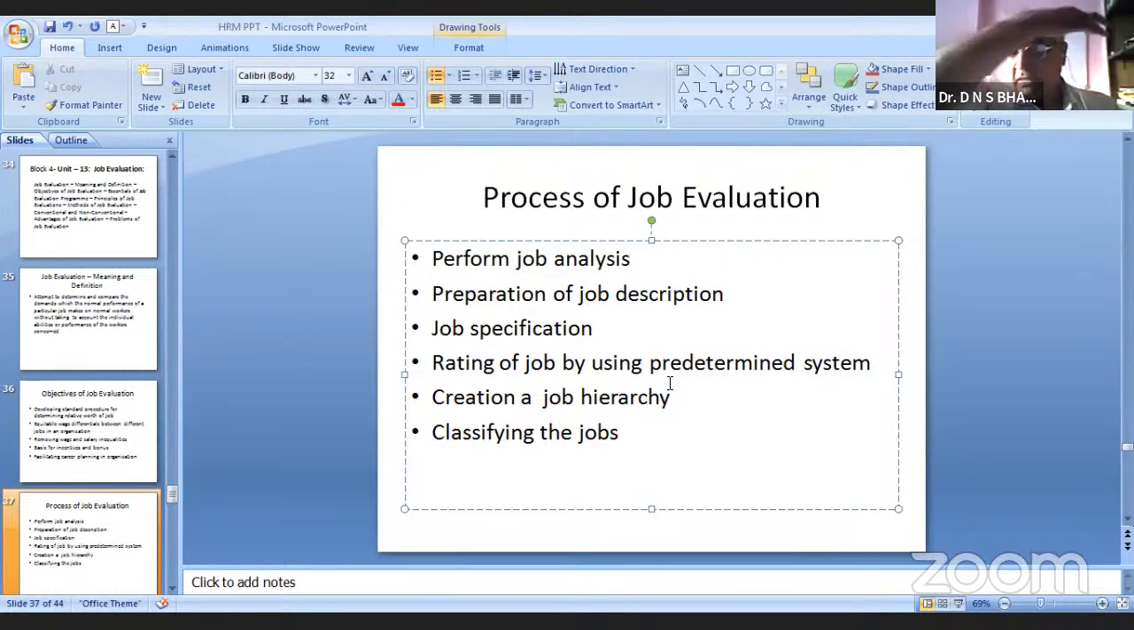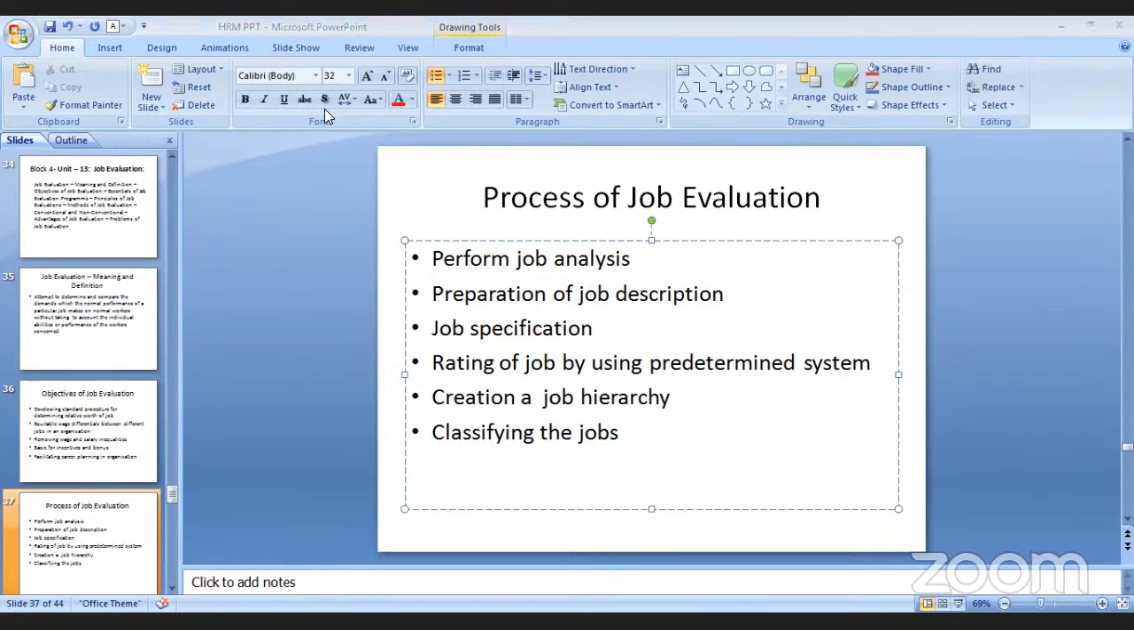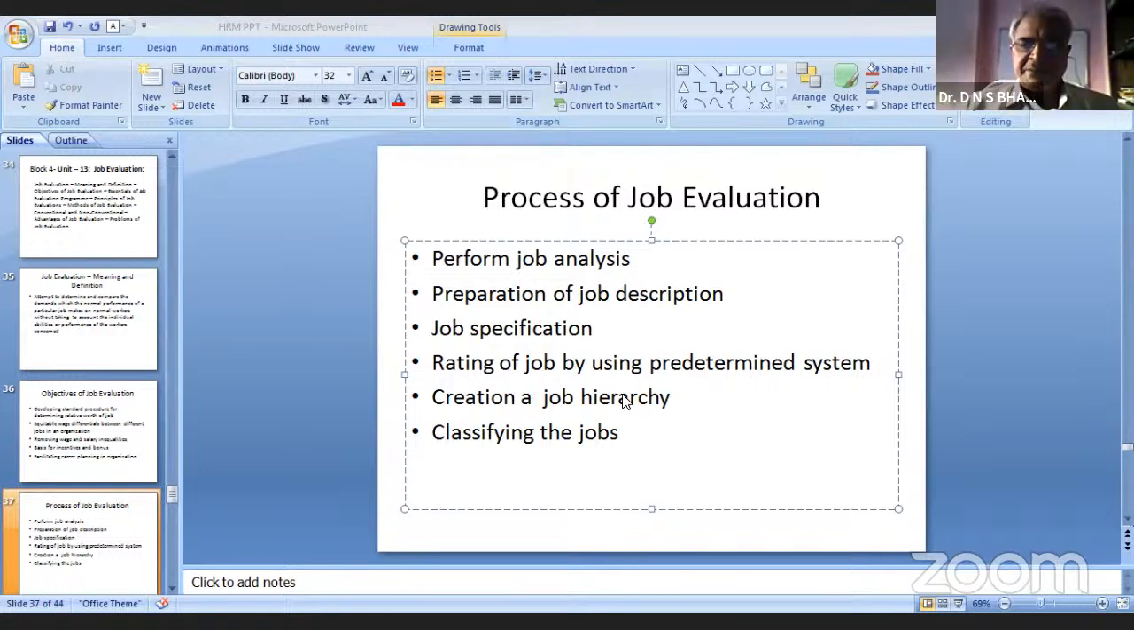నెక్స్ట్, రేటింగ్ ఆఫ్ ద జాబ్ బై యూజింగ్ ప్రీ డిటర్మైన్డ్ సిస్టమ్. సో విచ్ జాబ్ ఈజ్ క్రిటికల్, విచ్ జాబ్ ఈజ్ ఈజీ, విచ్ జాబ్ ఈజ్ మోర్ ఇంపార్టెంట్ ఫర్ ద అచీవ్మెంట్ ఆఫ్ ఆర్గనైజేషనల్ గోల్స్. All these aspects have to be measured against the predetermined system. Then creation of the job hierarchy.